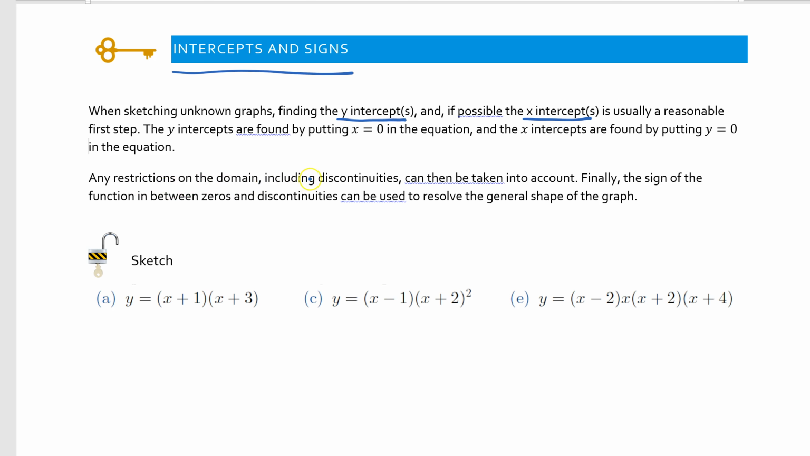Some of the things which are relatively easy to find are restrictions on the domain, if they exist, which might give rise to discontinuities. And then we could simply take a point between interesting bits, like intersections on the x-axis and discontinuities, to get an idea of the general shape of the graph. So we'll have a look at these with these examples below. You do these as a first guide towards how to set up the graph.